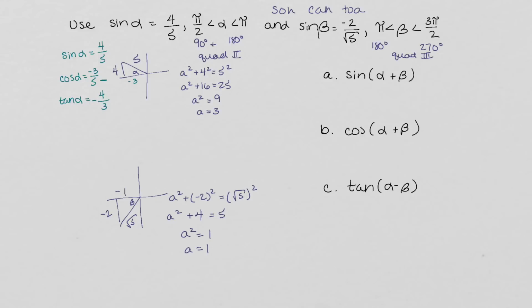Now what I can say is that sine of beta is negative 2 over √5, and that's what I was given. Cosine of beta is adjacent over hypotenuse, so -1 over √5. And tangent of beta is the opposite over the adjacent, so it's -2 over -1, which is just 2. All right, so now we're going to find sine of alpha plus beta, cosine of alpha plus beta, and tangent of alpha minus beta.